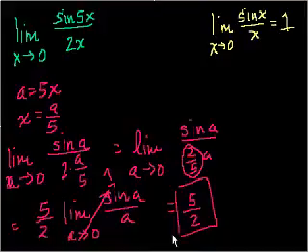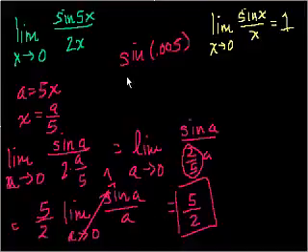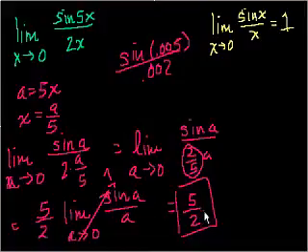And once again, if you get this answer and you're not so sure, take your calculator out and calculate. What is the sine of 5 times 0.001? So sine of 0.005 divided by 2 times 0.001, so 0.002. If you take that, you're going to get a number that's awfully close to this number. This is approximate. This is exactly 2.5. You're probably going to get like 2.49999 or something like that. So let's do another one.